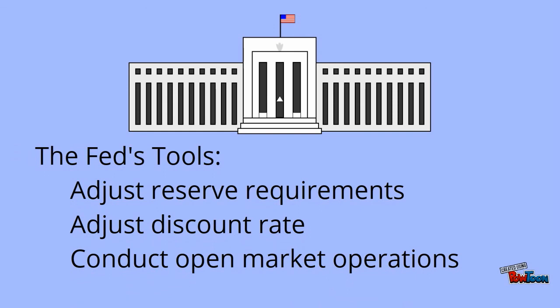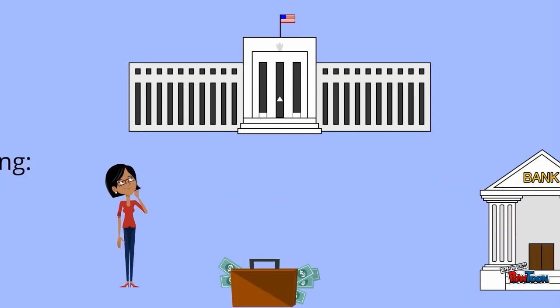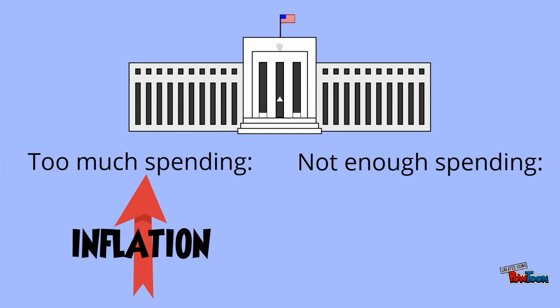These tools give the Fed some control over how attractive it is for people to borrow and spend money. If it's too attractive, we can wind up with high inflation. Not attractive enough, and the economy will slow down.